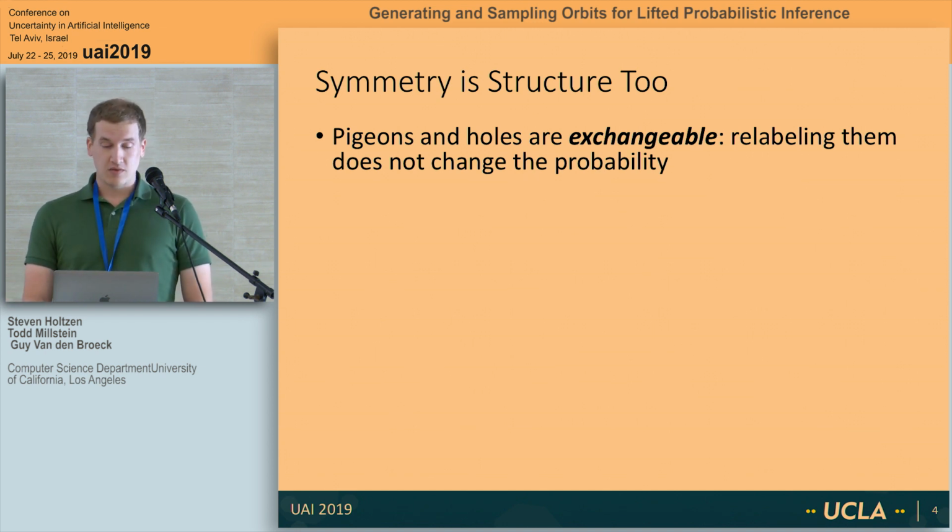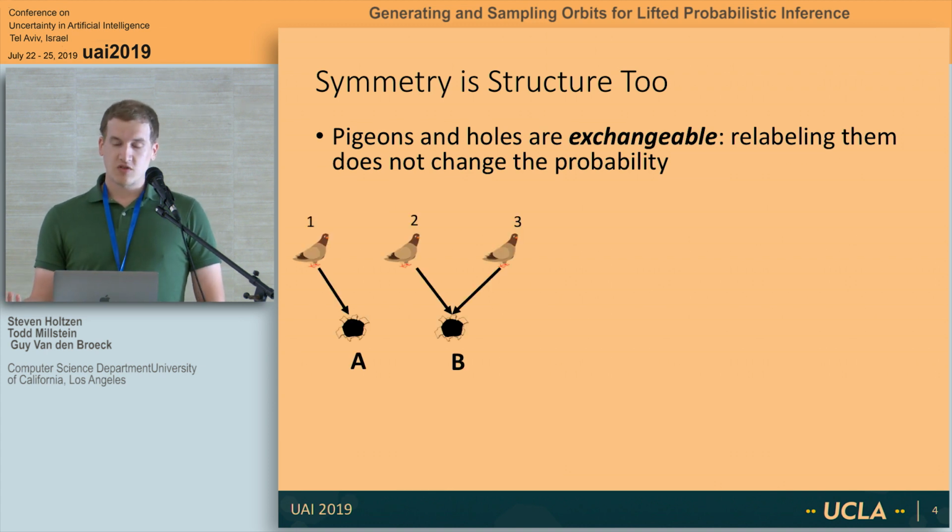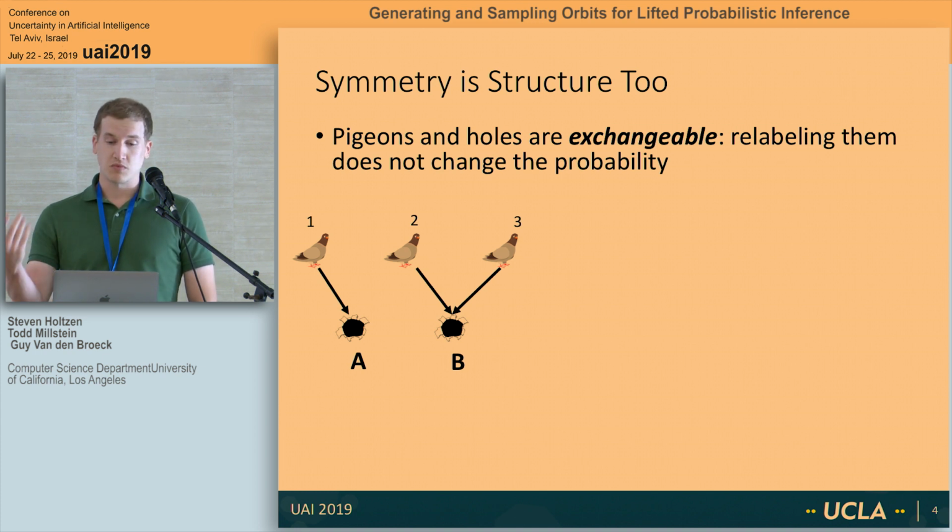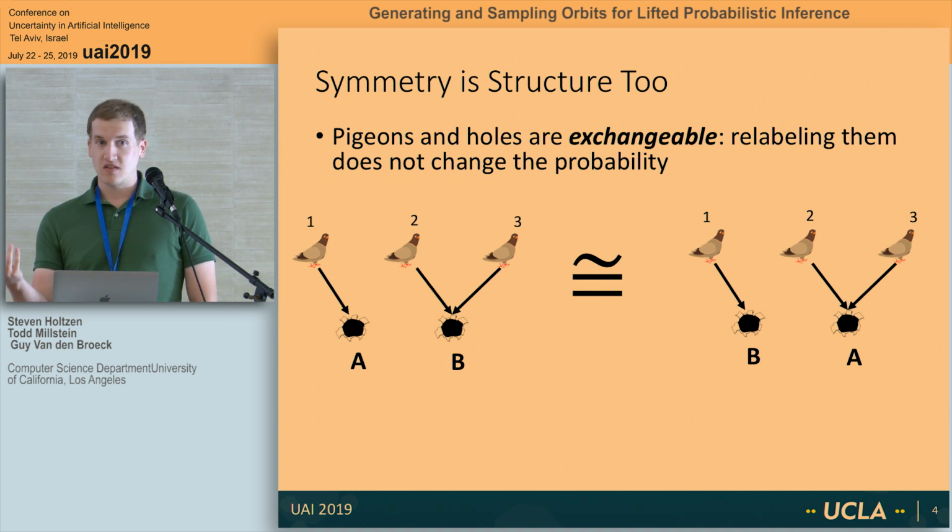My question is, what kind of structure is there to exploit in this problem? It seems like there should be some. It's a very structured probability distribution, so what does that structure look like? The answer that I'm going to talk about in this talk is symmetry as a solution to problems like this. The key observation for this problem is that pigeons and holes are exchangeable. We can relabel either of them without changing the distribution, because all pigeons are kind of the same and all holes are kind of the same.